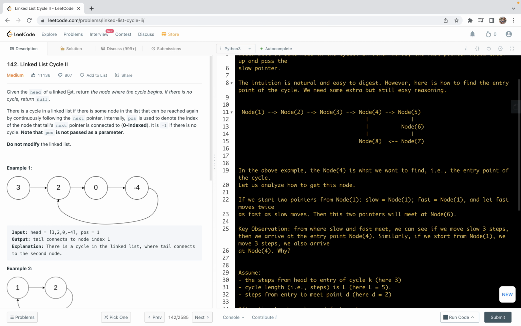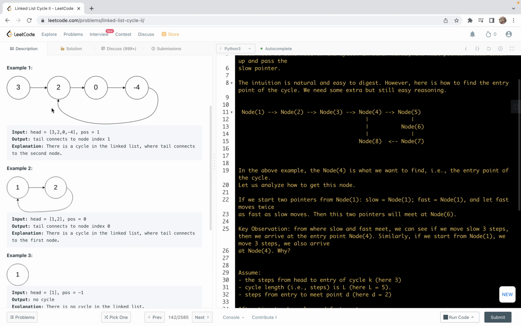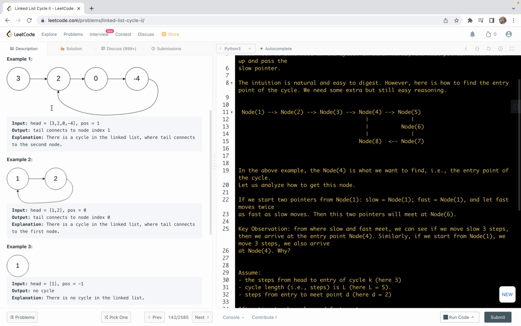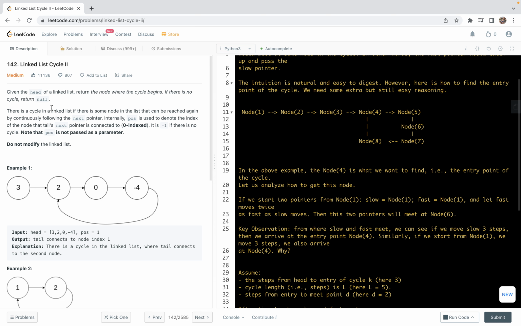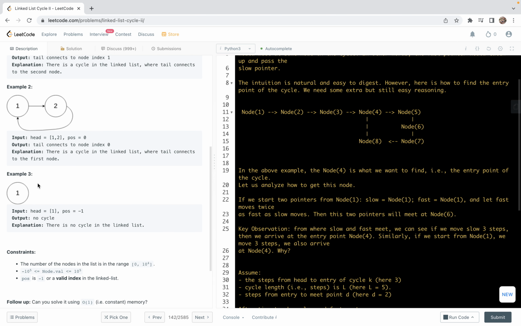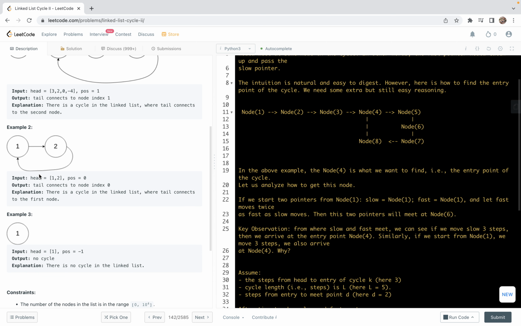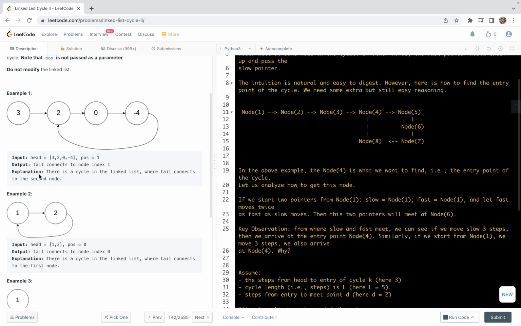Given the head of a linked list, return the node where the cycle begins. If there's no cycle, we're going to return null. So this is the problem statement. Here are three examples, similar to the ones in problem 141. In example 3, there's no cycle. And in example 2 and example 1, there are cycles.